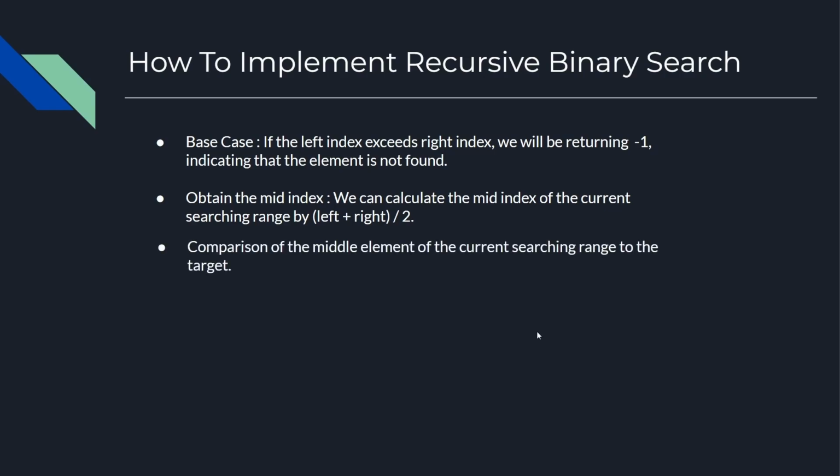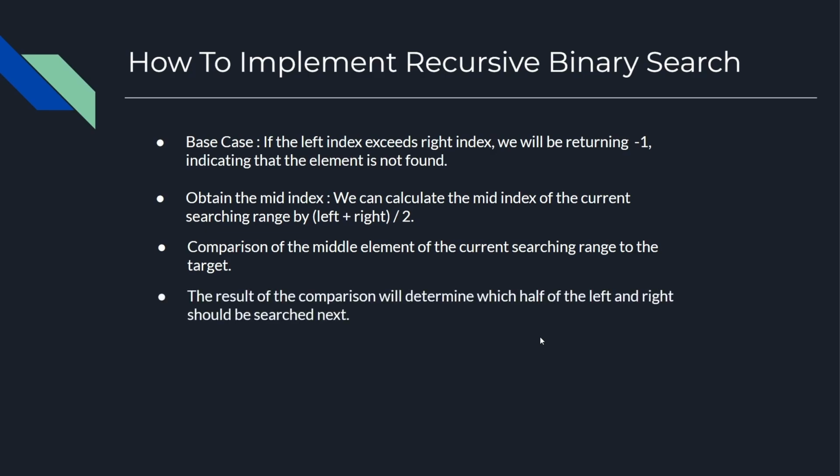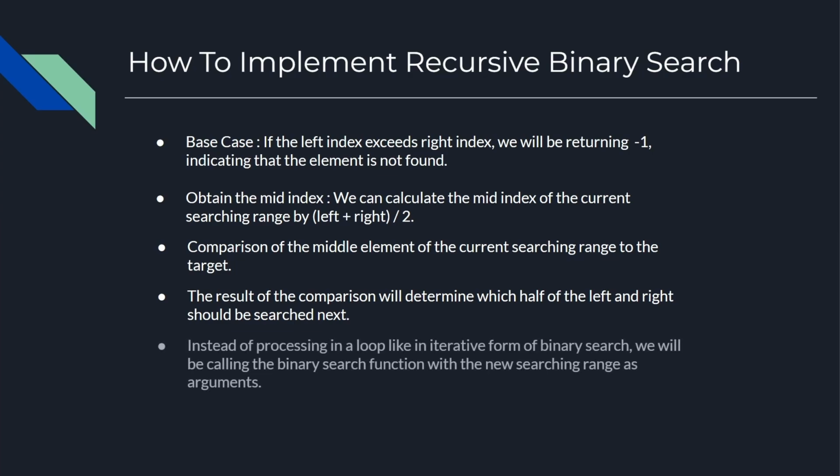Step 3. Comparing the mid to the target. Once we have the midpoint, we compare the middle element of the current search range to the target. And here's what we're checking. If the middle element matches the target, we will return the index of the middle element because we found the target. If the middle element is greater than the target, we need to look into the left half of the array. If the middle element is less than the target, we will search the right half of the array. This comparison guides us to the next step of our search process.